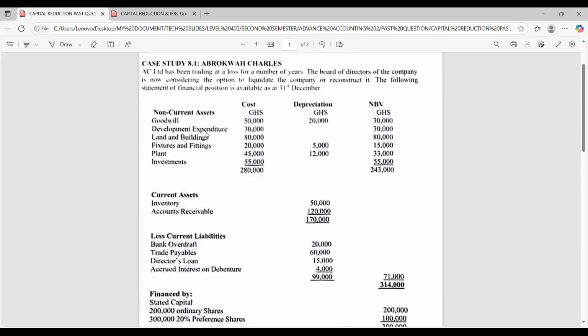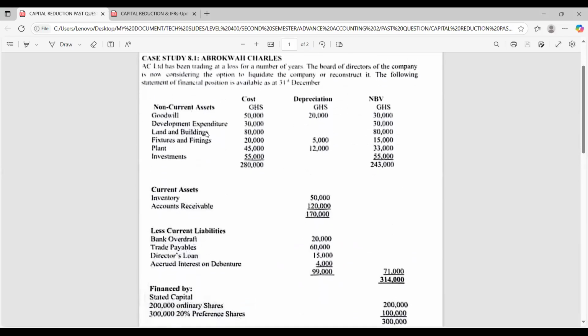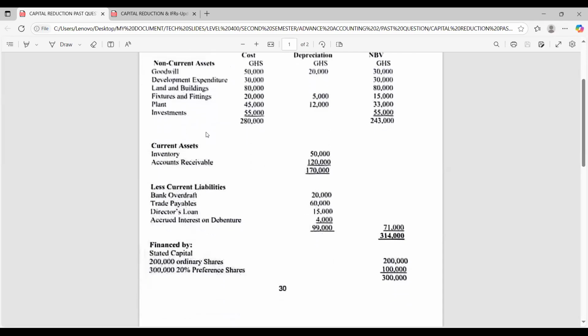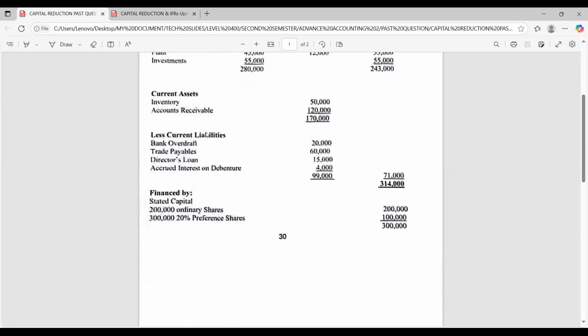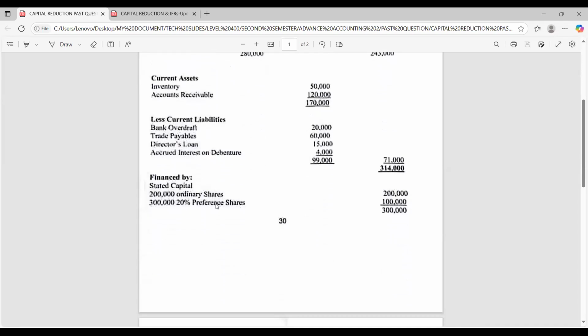All right, Abrakwa Charles, AC Limited has been trading at a loss for a number of years. The board of directors of the company is now considering the option to liquidate the company or reconstruct it. The following statement of financial position is available as at 31st December. They list the items: non-current assets, goodwill, development expenditure, land and building, fixtures and fittings, plant, investment. We come down to current assets, inventory, accounts receivable. Then current liabilities such as bank overdrafts, trade payables, director's loan, accrued interest on debenture. Then financed by stated capital, ordinary shareholders, preference shareholders.